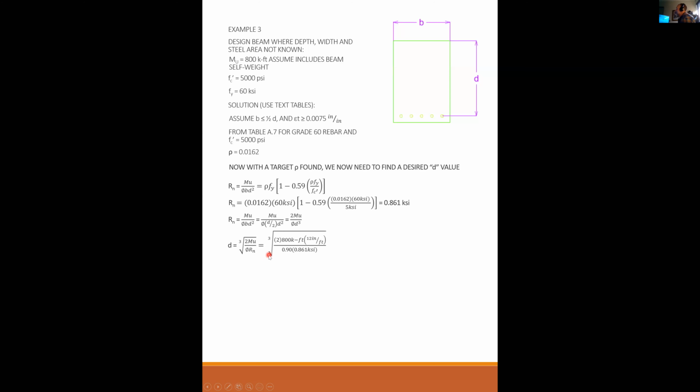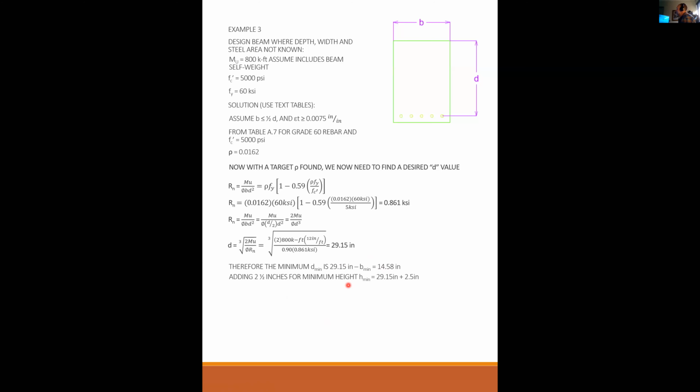And I can plug in my values now because I know what Mu is: 12 for inches to foot, 0.9, 0.861 from here. And I get a d of 29.15. That's my minimum. Therefore, my minimum d is 29.15, leading to a minimum width of 14.58 because b was half of d.